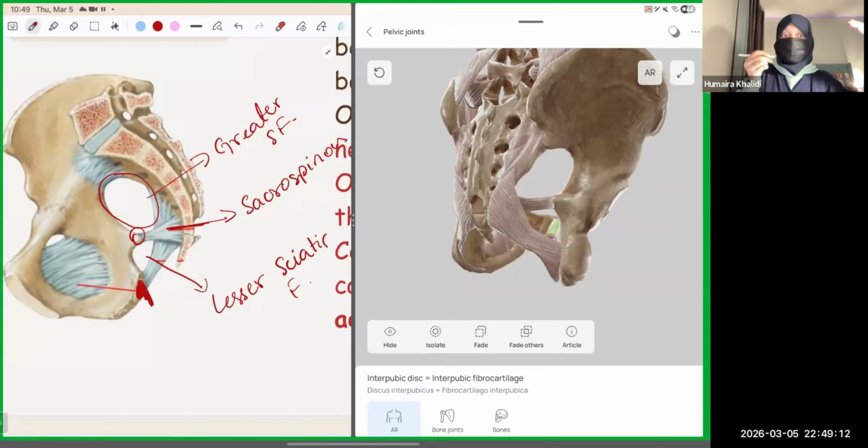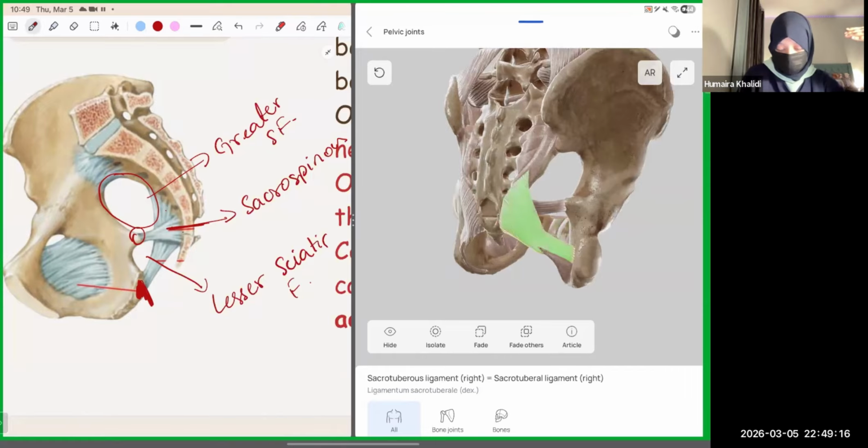Come on guys, I'm waiting for you. Sacrotuberous ligament. Very good, because it's attaching the sacrum to the ischial tuberosity. So what forms the lower border of the lesser sciatic foramen? The sacrotuberous ligament. I hope that clears your concept now, for the ones who are getting confused between which ligament forms the border of what.